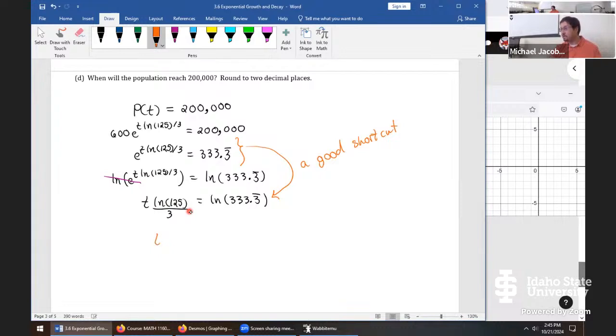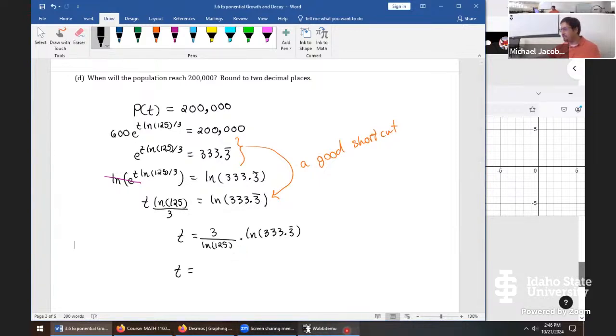So t equals, well, let me get a more official looking pen first. Okay, starting over again, t equals, we're multiplying by 3 over natural log 125, clears off the left-hand side, and moves over to this side. Multiplying natural log of 333.3 bar. And so this is the thing that we have to toss into the calculator.